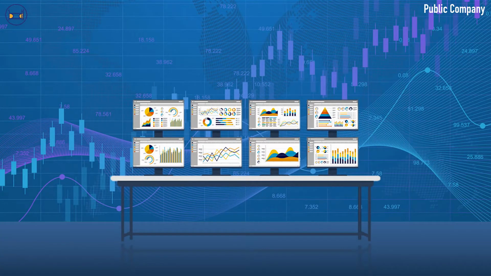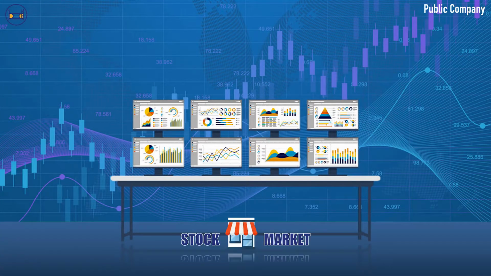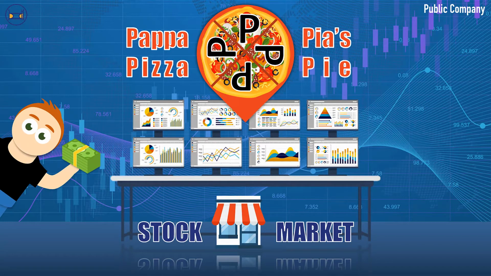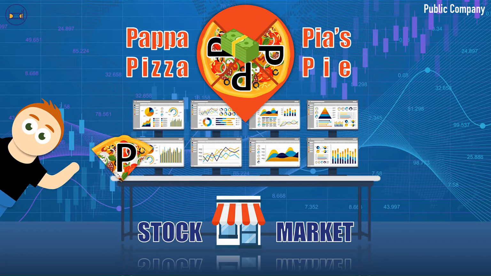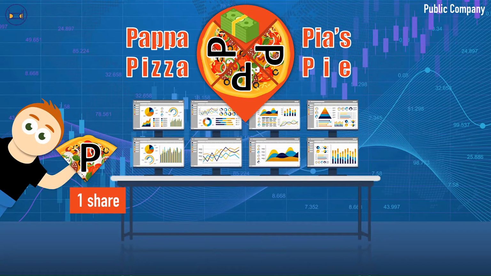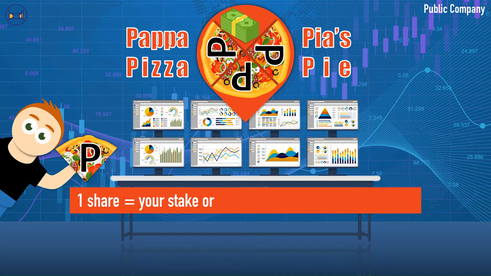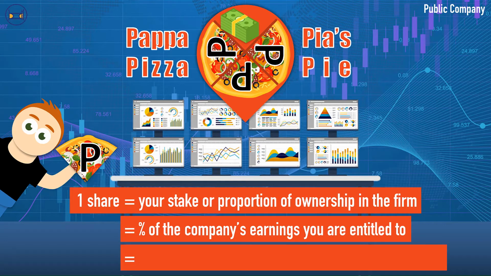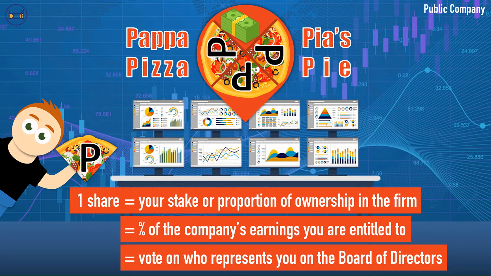Public companies divide up ownership by selling shares to investors in the stock market. When you buy stock in, say, a company called Papa Pia's Pizza Pie, you're actually buying a tiny fraction of the company. You can think of the firm as a pie that's cut up into several pieces. You buy one share, or one slice, which is your stake, or proportion of ownership in the firm. Your percent ownership determines how much of the company's earnings you're entitled to. You can even vote on who represents you on the board of directors, generally with one share equating to one vote. Kind of like a mini democracy.